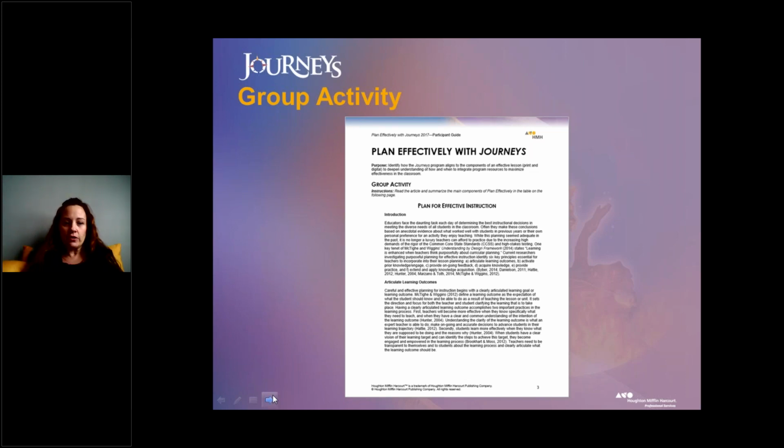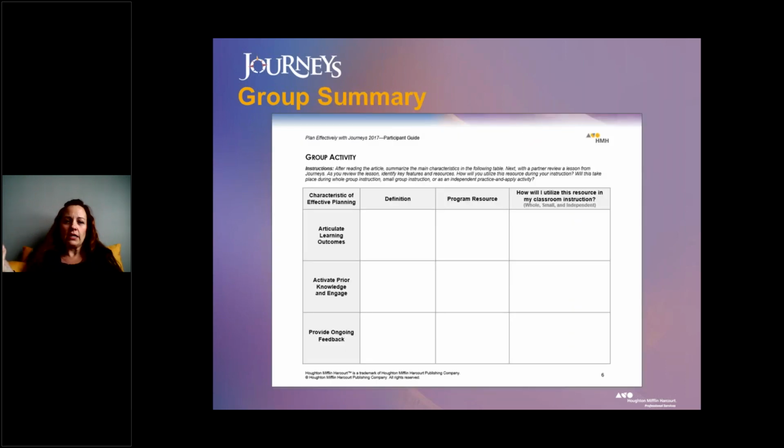So read the article, summarize the main components, and next, after you do that, the individual activity is to summarize the article on your own. Next, with a partner, review a lesson from Journeys. So you can pick, it was probably the most effective to partner up with somebody in your grade level and perhaps look at a lesson either that you've just done or one that's coming up, because I think that will make the most sense and be the most relevant to you.